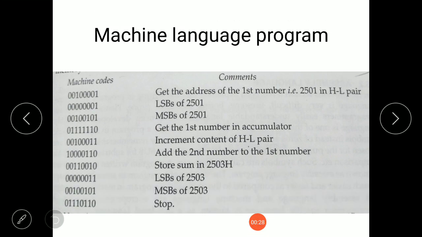Just like here, I've shown a program where I'm going to add two numbers that are placed in two memory locations, 2501 and 2502, and the result is going to be placed in the memory location 2503. So this is a program that I have written, and this program consists of a series of instructions.